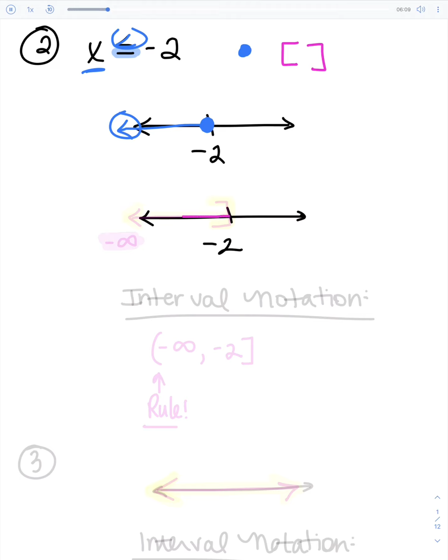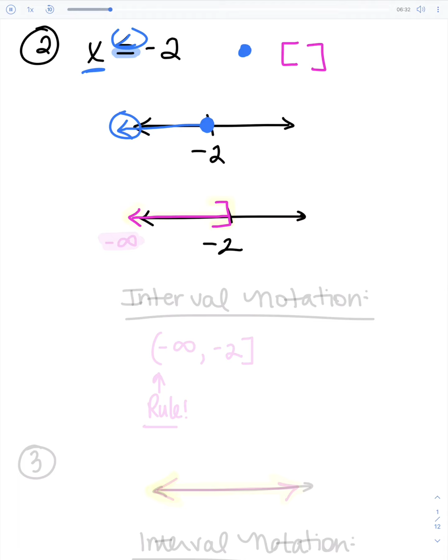So my graph will still point to the left, nothing new. It's just I'm going to use a bracket instead of a closed circle. They'll mean the same thing. So remember, brackets can point, so I can point my bracket towards the way the graph is pointing to the left. So it's going to open up the same way my graph is pointing to the left.